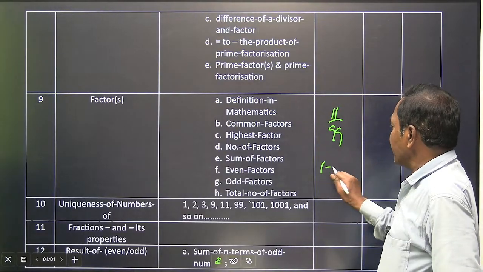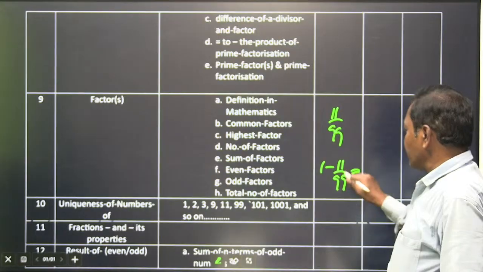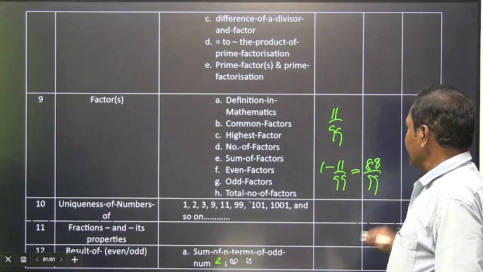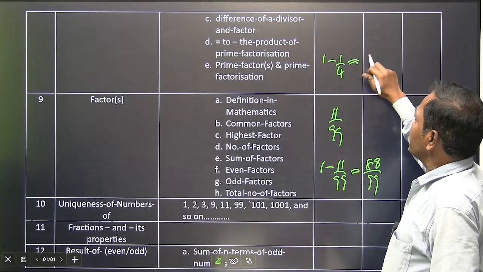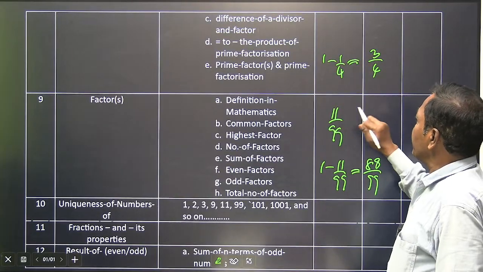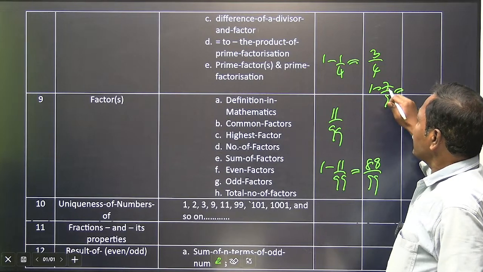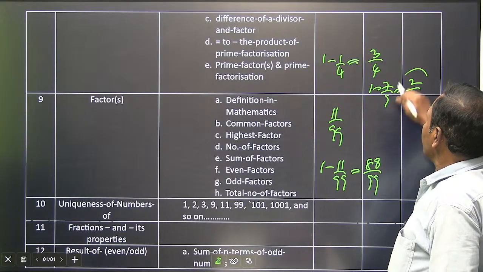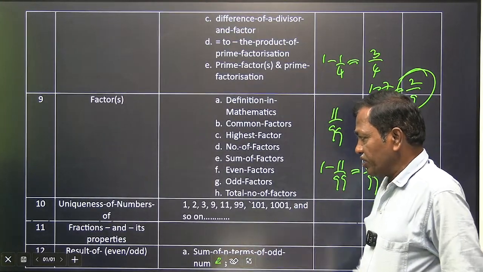It means you can take 1 minus 11 by 99. What is the remaining fraction difference? You only have to see that it is 88 by 99. Say for example, 1 minus 1 by 4, everybody knows this is 3 by 4. It is the difference between the numerator and denominator. And see 1 minus 7 by 9. What is the difference between the numerator and denominator? 2. And the denominator can be retained here. And like that, this is the fractions we can take.